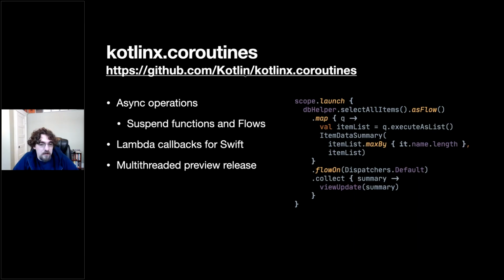Another important piece of what we're doing in CatKit is coroutines. In Kotlin native, the release version of coroutines is single threaded, which in practice often means main threaded, but you can be single threaded on a background thread as well. And that obviously has some limitations.